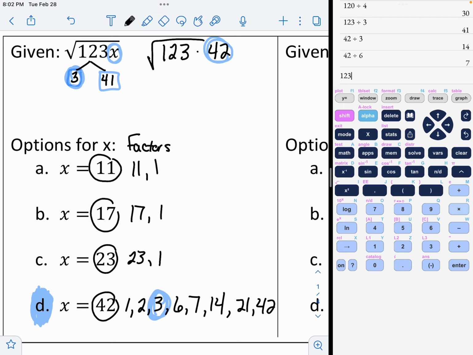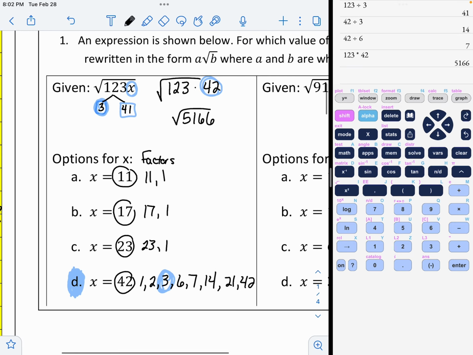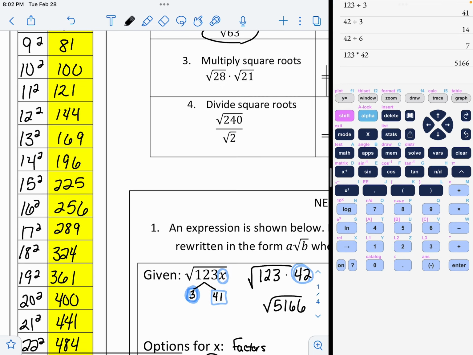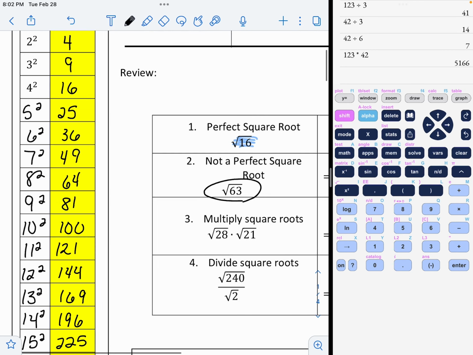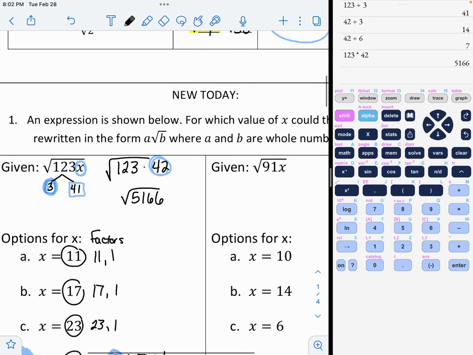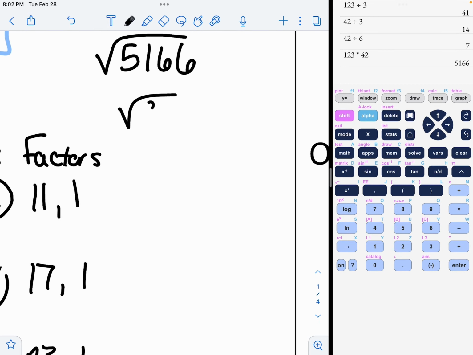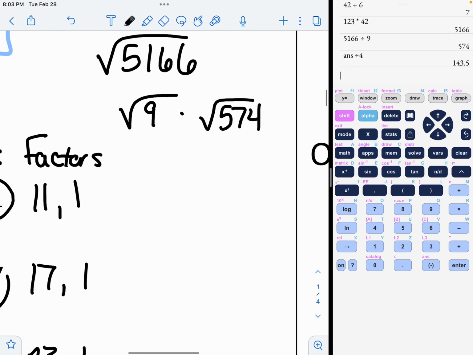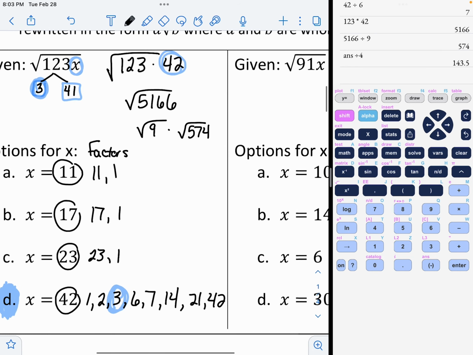So what's 123 times 42? Wow, that's a really big number, right? 5166. So if you were to go through this giant list over here, you would have to work your way all the way down this list until you got to 9. And 9 would be the first number that went into it. So it would be the square root of 9 times 574. I honestly think that's it, because I don't think that divides by anything. No, I don't think that's a nice thing at all. So this would end up being 3 with the square root of 574.